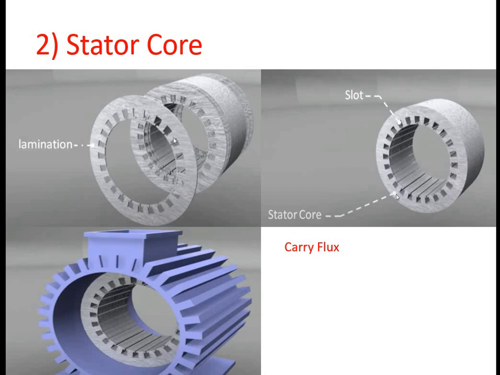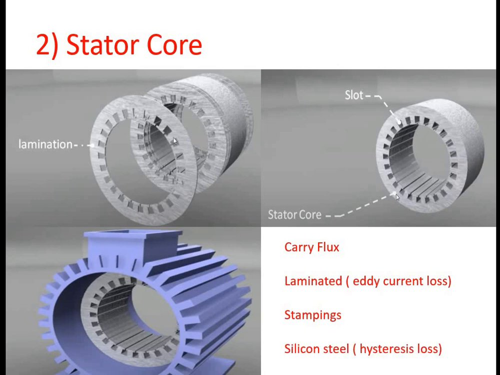So the main purpose is to carry alternating flux, alternating in the sense that it will be a pure sinusoidal waveform. To expect a pure sinusoidal waveform, we prefer laminated stampings of silicon steel material. So that's all about the stator core. Now we'll move on to the last part of the stator in a three-phase induction motor, that is the stator winding.